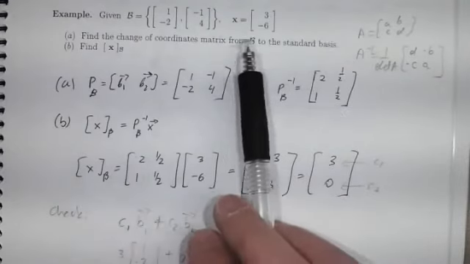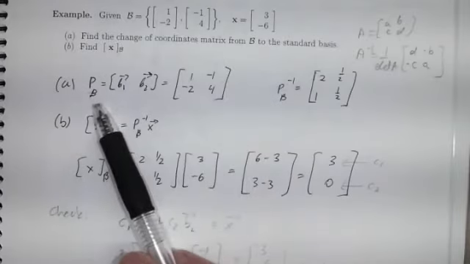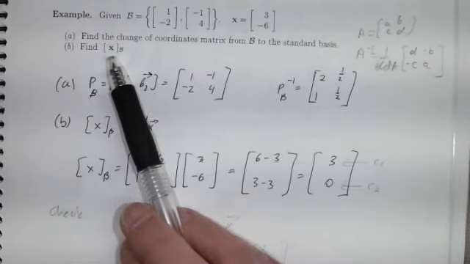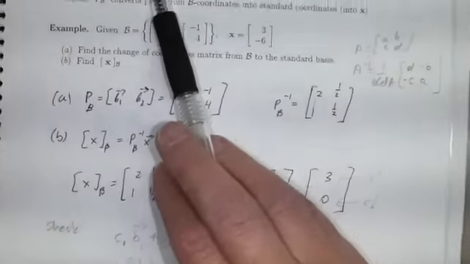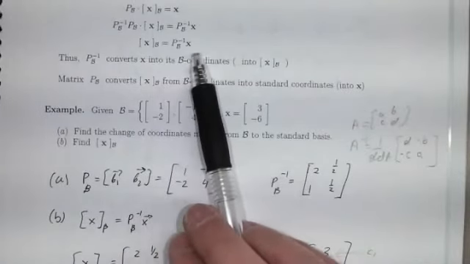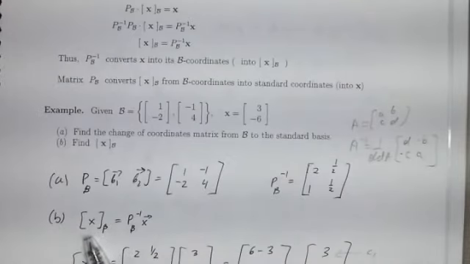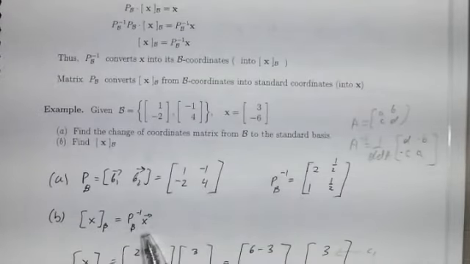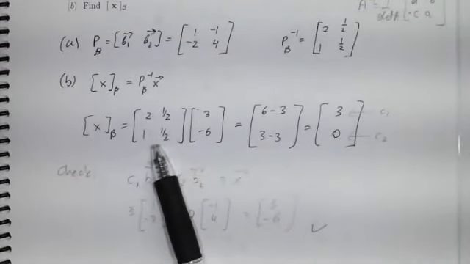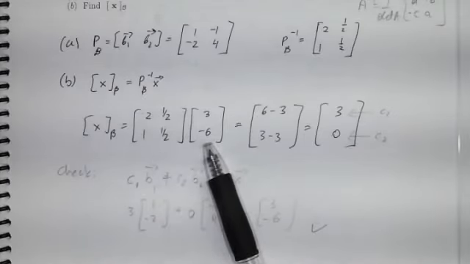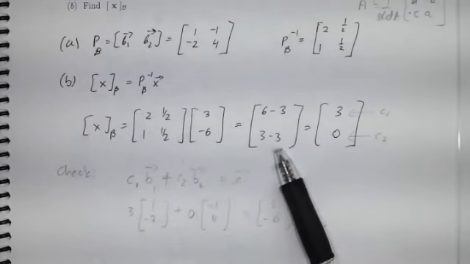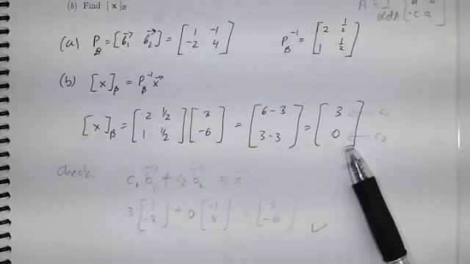But the change of coordinates matrix, what they ask me in part A is the matrix P_B, which is just this matrix. And to find the B coordinates, we would use the formula x_B is equal to P inverse times x. So that's what we have right here. We use the inverse matrix times the column vector x, we multiply them, and this is the B coordinates.